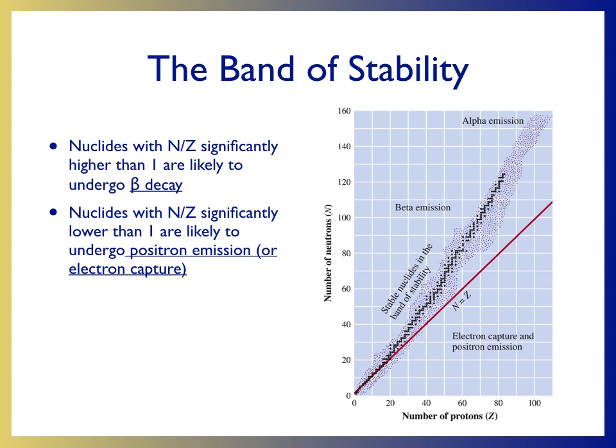Please note that electron capture is relatively rare. You'll never be asked to predict whether or not a nucleus will undergo electron capture because that would be a difficult thing to predict. Therefore, we will only predict positron emission for nuclei that have a small N to Z ratio.